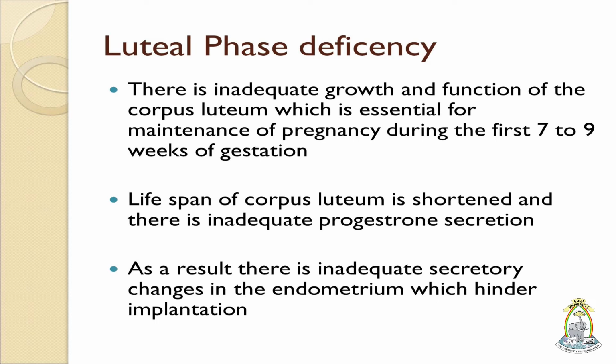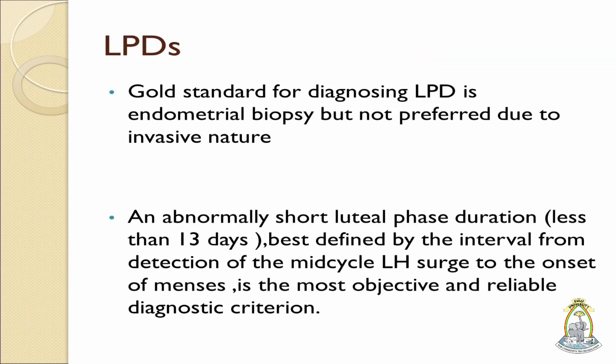In luteal phase insufficiency, normally the corpus luteum is produced after ovulation, and this corpus luteum continues producing progesterone. This progesterone helps the endometrium to become succulent and maintain the pregnancy. This continues until a placenta is formed at about 12 weeks. In some cases, the corpus luteum fails before it reaches 12 weeks. That means the protective role of progesterone is withdrawn, and then you lose the pregnancy.